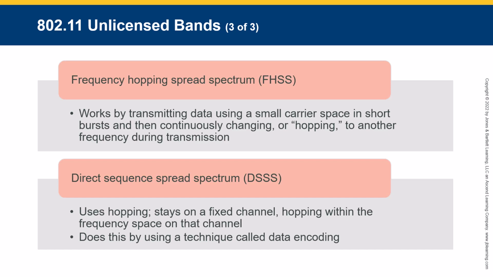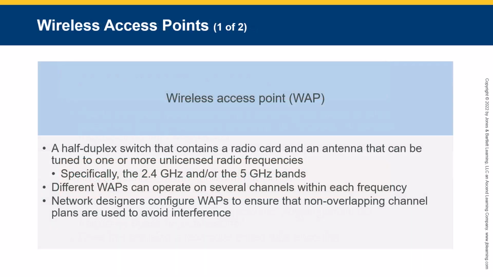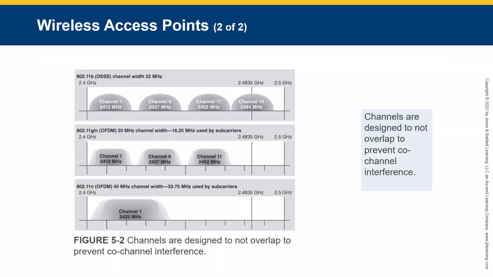Alright, so let's dig deeper into that access point. The access point is just what we think it is. It is a centralized device that allows for transmission and receiving of wireless frequencies. Again, a half duplex switch will contain a radio card and the antenna to turn it into an access point. It will be operating under the unlicensed frequencies, 2.4 or 5 gigahertz. The WAPs can operate on several different channels to increase efficiency. Again, channels 1, 6, and 11.